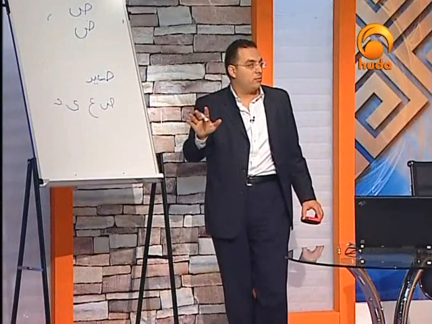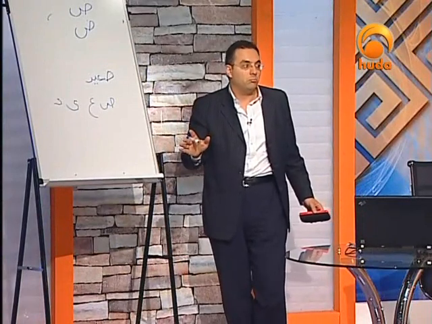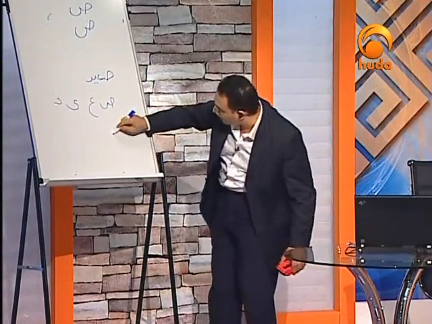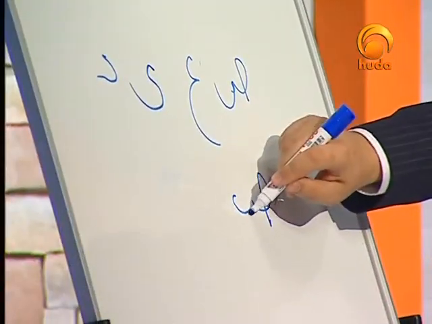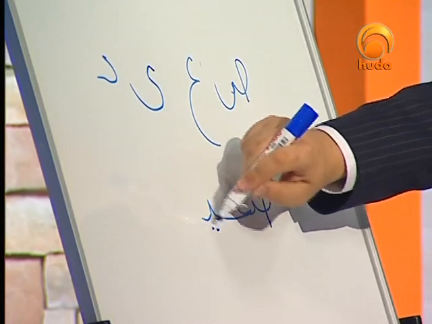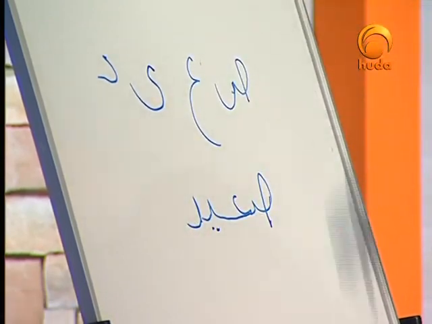Are they connected together? No. Okay, let me just have a look at this. So here I would say Sa, and then we have Ain, and then we have Ya. They are connected together. And then we have that. Exactly, that's right.